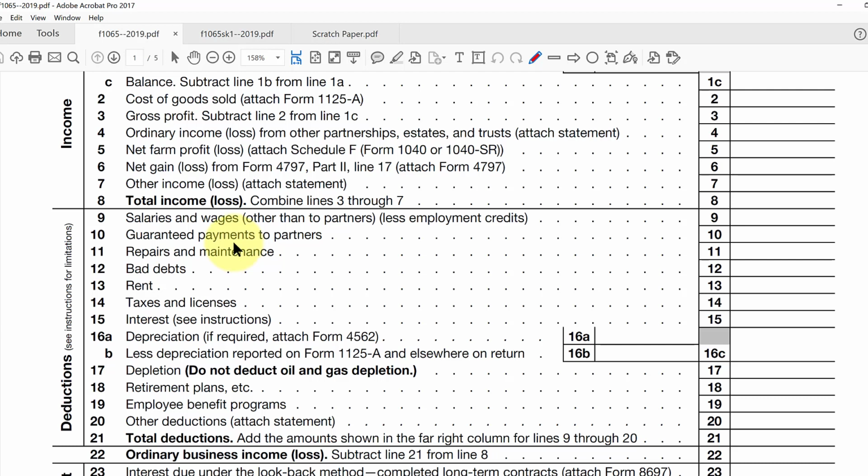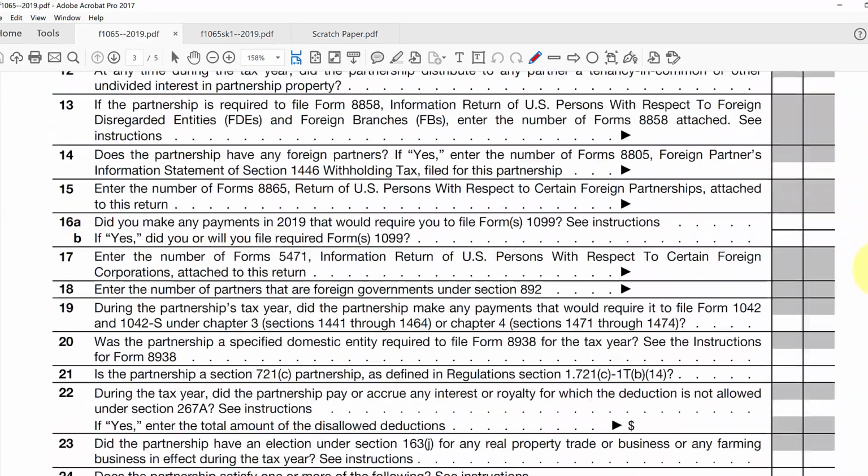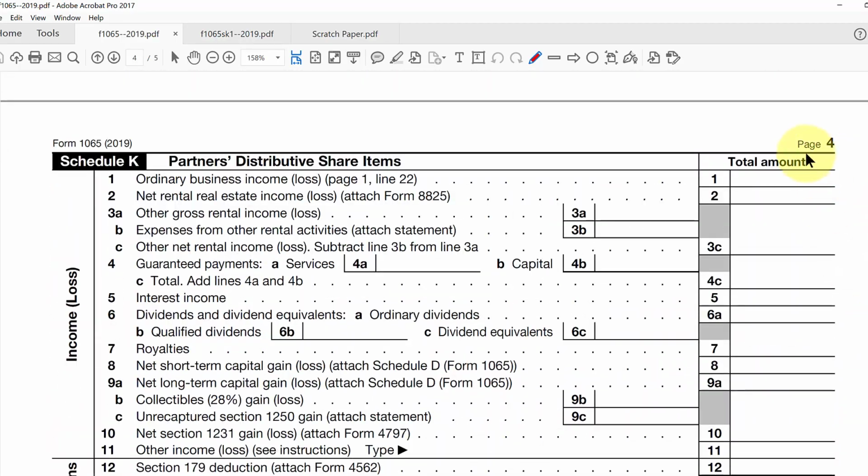But the partner that receives this guaranteed payment has to report that whole guaranteed payment on their individual return as taxable income. But again, it's being deducted here by the whole partnership. So then we total up our deductions and subtract them from our income to again get this ordinary business income or loss that we're now going to report on another schedule. I believe it's on page 4, here at the top of page 4, on a schedule called K-1.